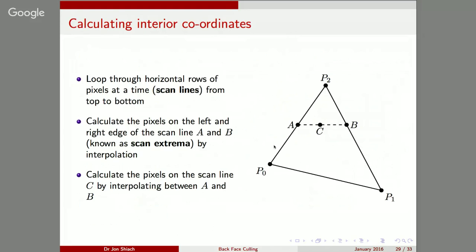So here I've got a triangle. P0, P1, P2 are vertices.